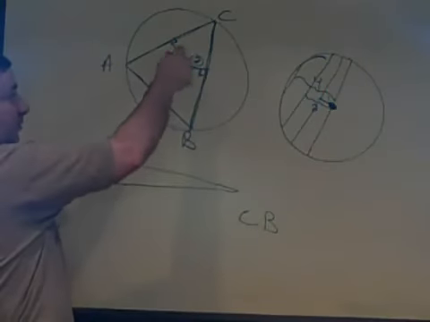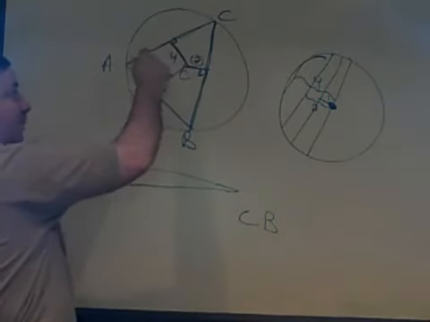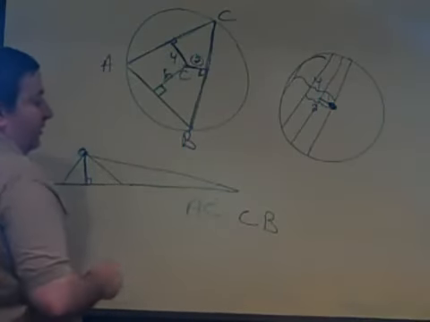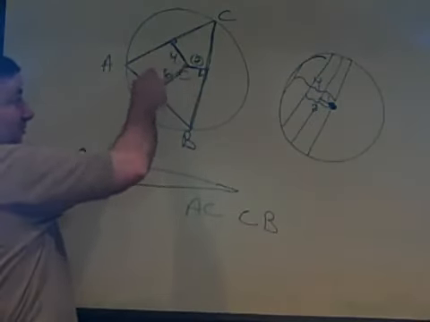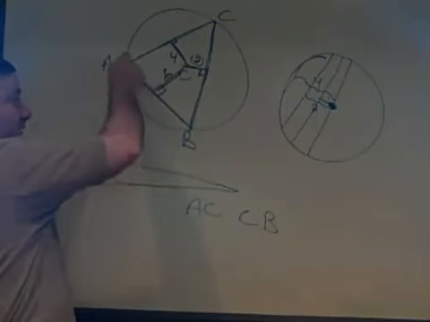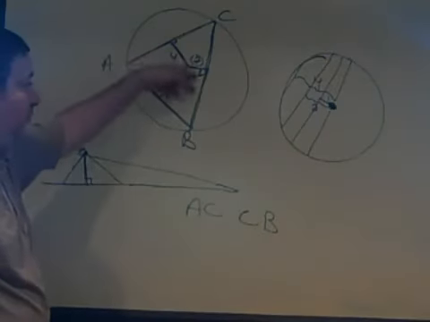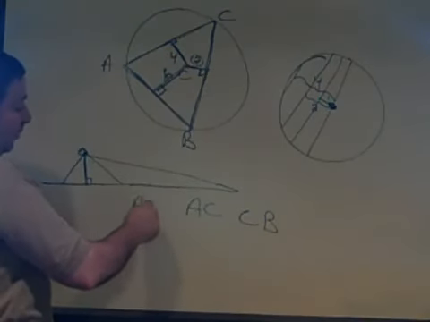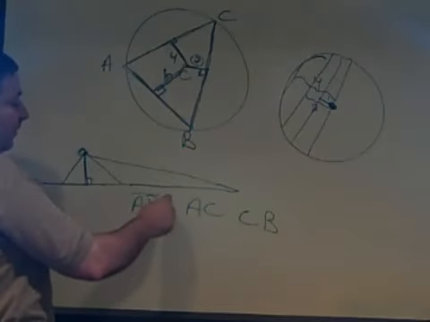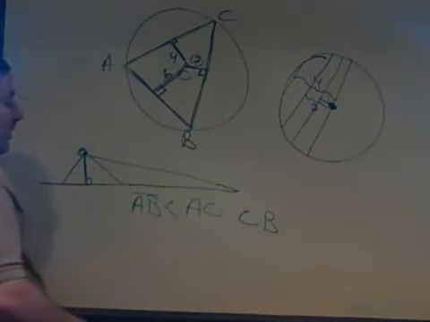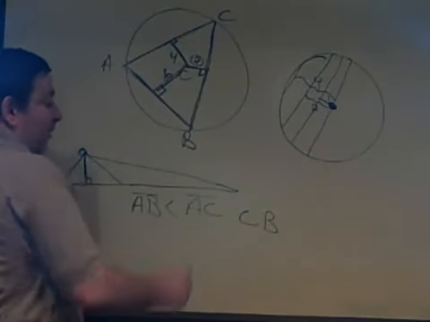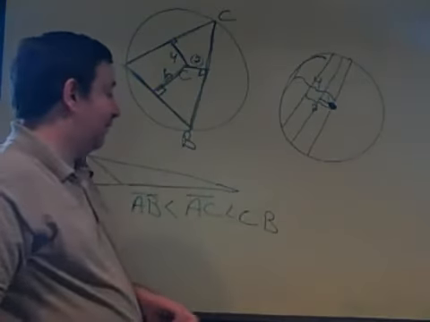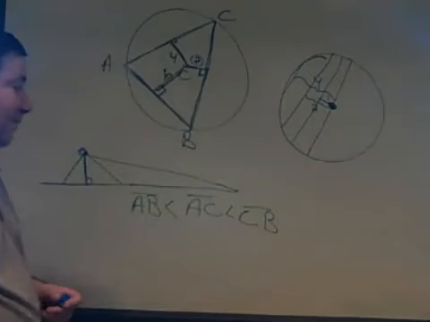The next one is the one that's 4 away. That's next in size after CB. It is AC in length. And then 6, that's the furthest away. This line is the furthest away of all three lines on the circle. It's the furthest from the center, and that's AB. So we know that the length of chord AB is less than the length of chord AC, which in turn is less than the length of line segment CB.